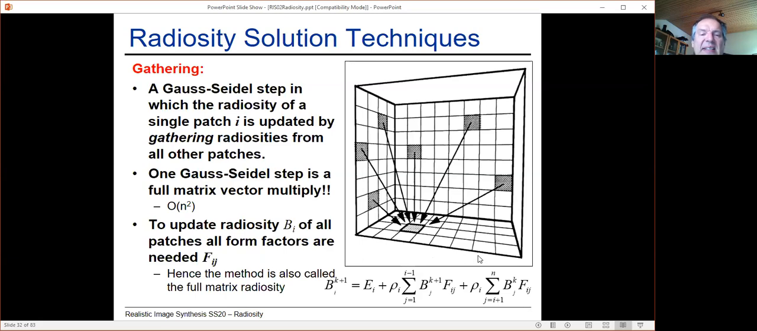So this is this gathering step. Theoretical complexity is quadratic with respect to the number of mesh elements. This is what I mentioned just before, that in order to update all radiosity for all patches, you need to store all form factors.